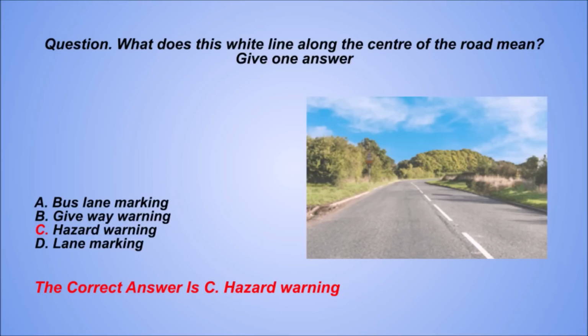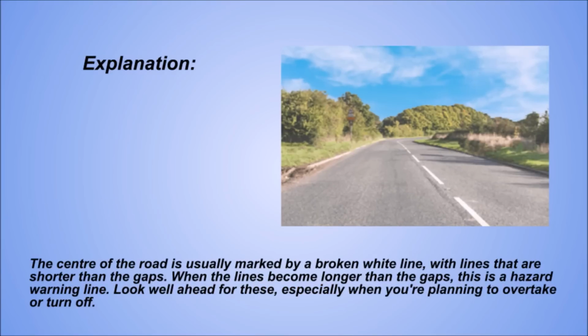Hazard warning. Explanation: the center of the road is usually marked by a broken white line, with lines that are shorter than the gaps. When the lines become longer than the gaps, this is a hazard warning line. Look well ahead for these, especially when you're planning to overtake or turn off.